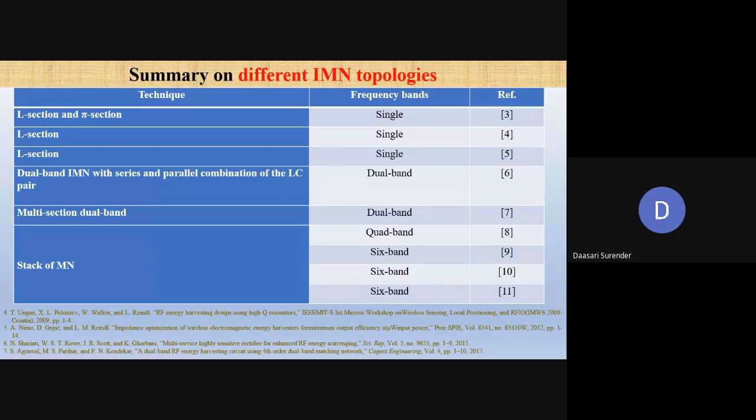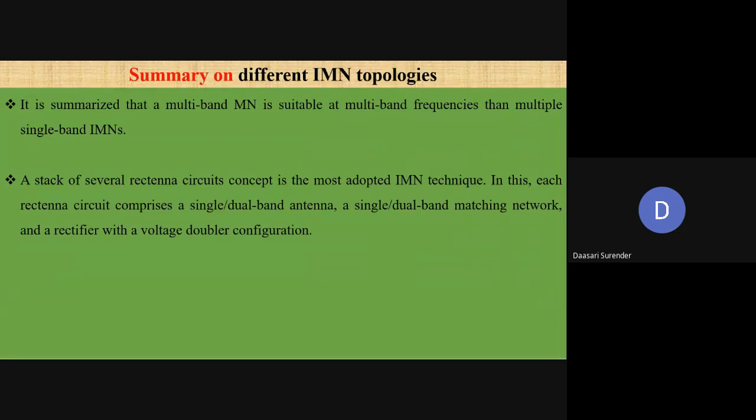The various impedance matching network topologies have been compared. A summary of the various topologies is presented in tabular form. It shows that for a single frequency band, an L section impedance matching network is suitable, and for quad band or multiband cases, it is better to go with a stack of multiple matching networks, a stack of RF branches. In the summary of different IMN topologies, it is concluded that a multiband matching network is suitable.